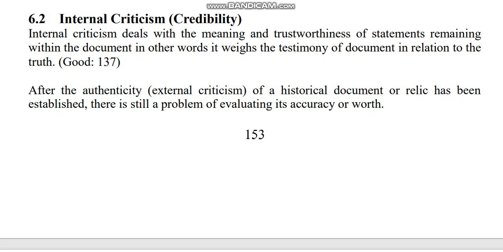And internal criticism is credibility. Internal criticism deals with the meaning and truthfulness of statements remaining within the document. In other words, it weighs the testimony of documents in relation to the truth. After the authenticity of a historical document or relic has been established, there is still a problem of evaluating its accuracy or worth.